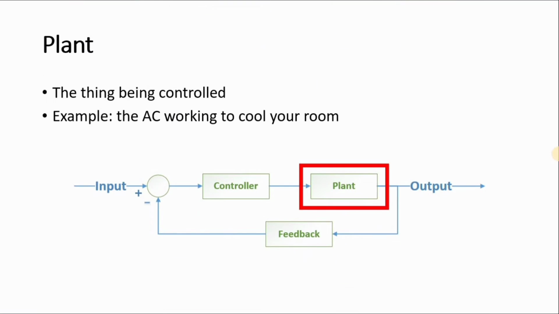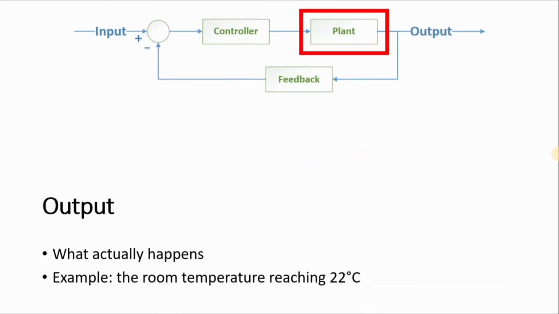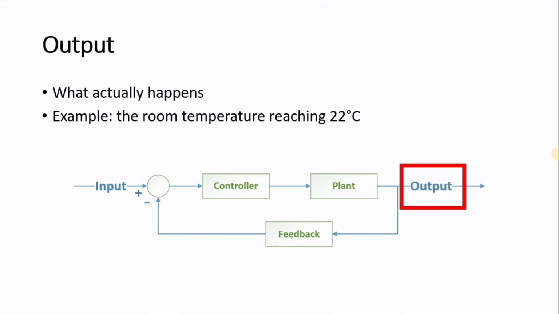The second component of the control system is the plant. The plant is the thing doing the work. In this case, it's your air conditioner. So what it will do, it will take the room air and start cooling it down to reach the temperature you set. The third component of the control system is the output. The output is the actual result of the system. So if your room successfully cools down to 22 degrees Celsius, that's the output.